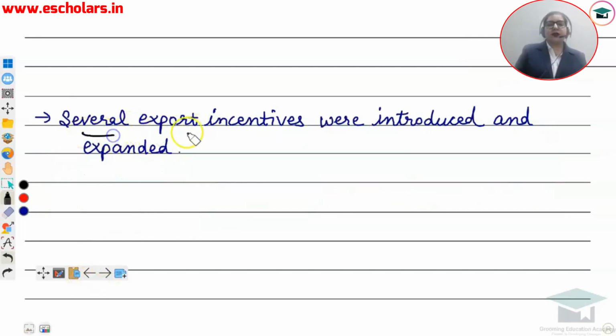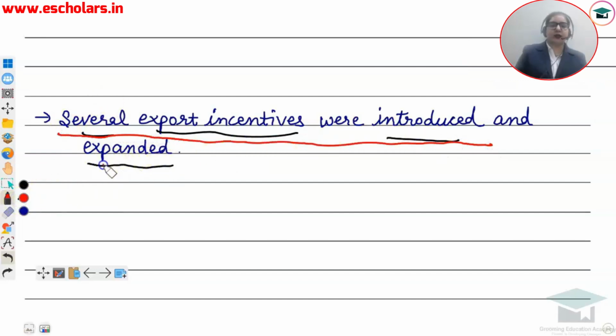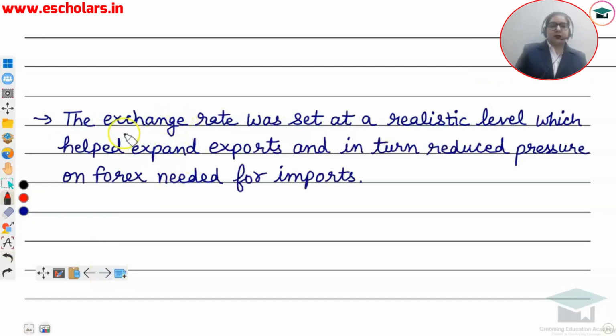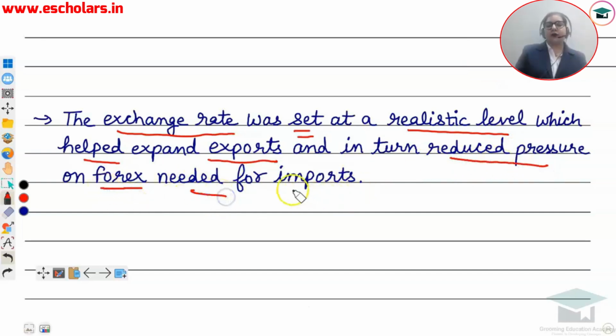Also students, several export incentives such as export subsidies were introduced and increased, or you can say expanded. So let's have a look. Several export incentives were introduced and expanded. The exchange rate, or you can say the foreign exchange rate, was set at a realistic level which would help in increasing the exports of the country and reducing the pressure on foreign exchange reserves needed for imports.